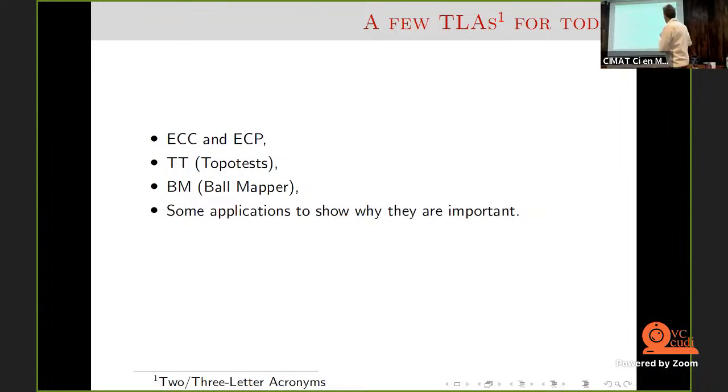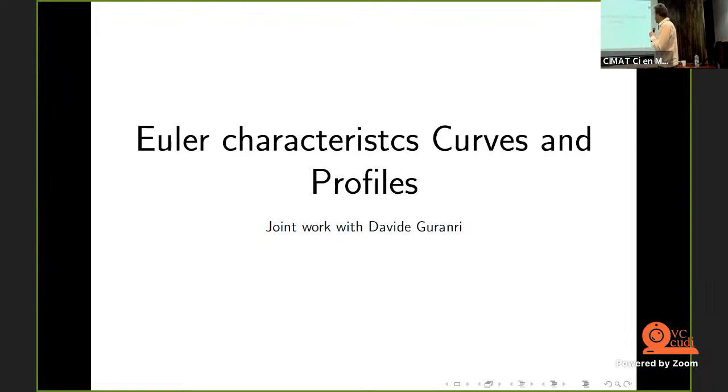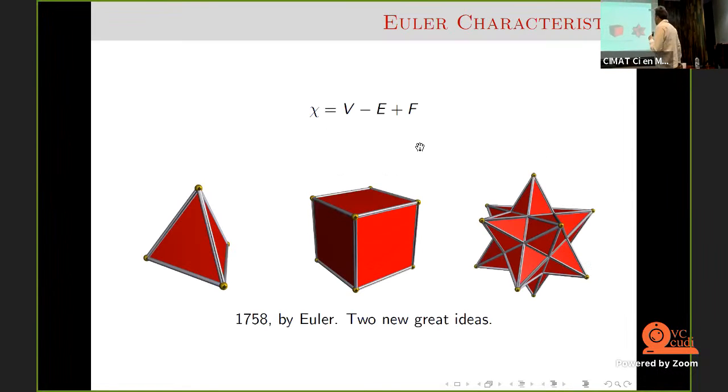Okay? So we have a few three-letter acronyms. I'm going to present, starting from the development of these characteristics, and we are going back to 1758. It's essentially 15-20 years after Leonard Euler solved the Königsberg bridge problem. And what he did was essentially a great anticipation.